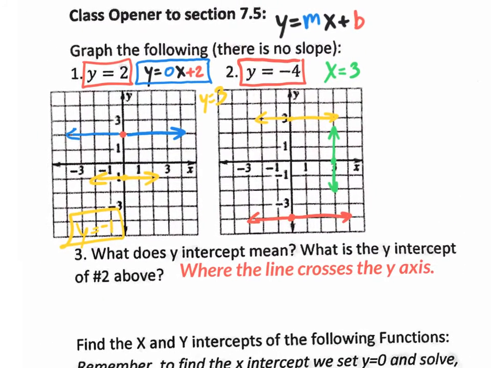Okay, let's look at number 2. And number 2, it's y equals -4, so you went to -4, draw a line right through it. So where does it cross the y-axis? It actually crosses right here at that location, and that location is actually the coordinate (0, -4). Okay, simply the b value.